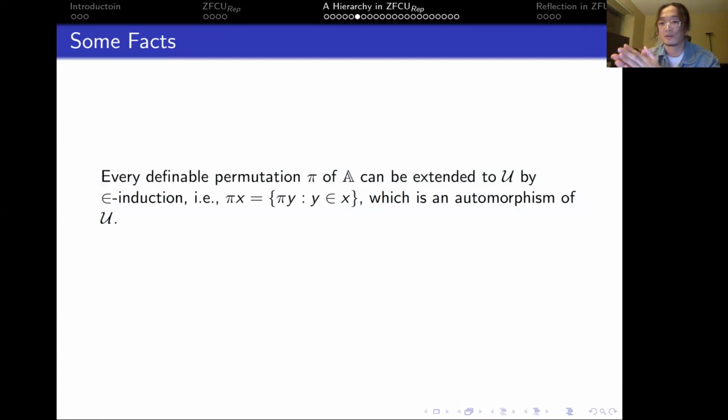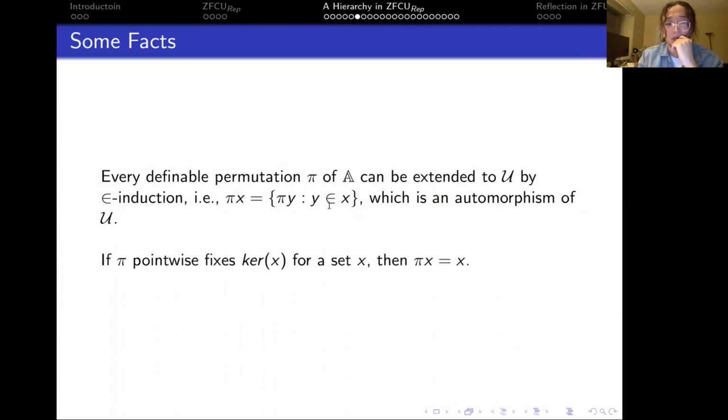And the models of ZFCU are not rigid. There can be many non-trivial automorphisms if there are urelements. So every definable permutation pi of A can be extended to the universe U by epsilon induction, and this will be an automorphism. And if pi pointwise fixes the kernel of X, it will fix X.